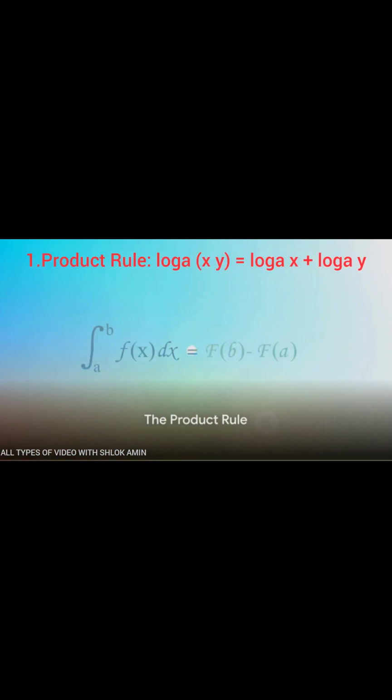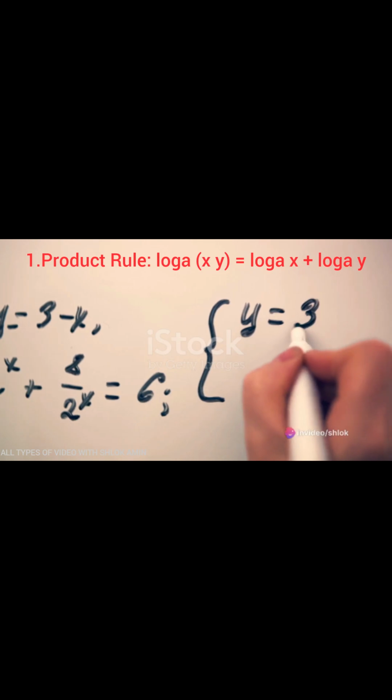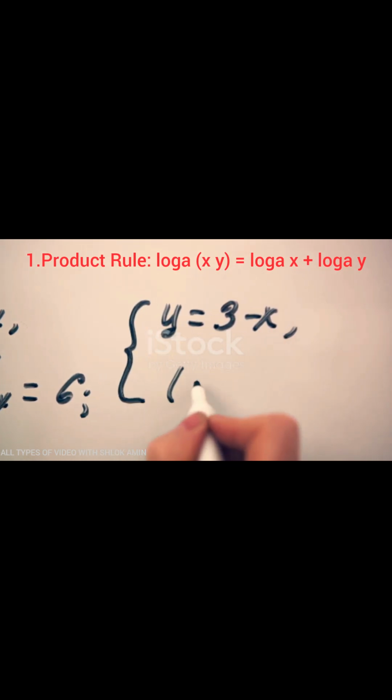To start, we have the product rule. This rule states that the logarithm of a product, that is, two numbers multiplied together, is equal to the sum of the logarithms of those numbers. In other words, the logarithm of x times y equals the logarithm of x plus the logarithm of y. This rule demonstrates the transformative power of logarithms, turning multiplication into addition.